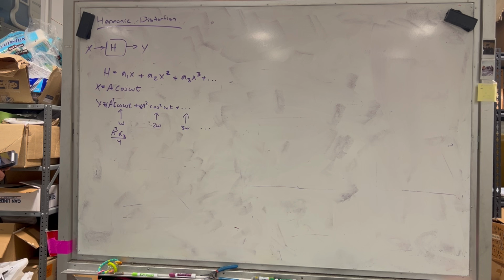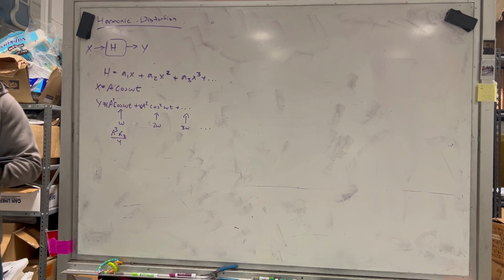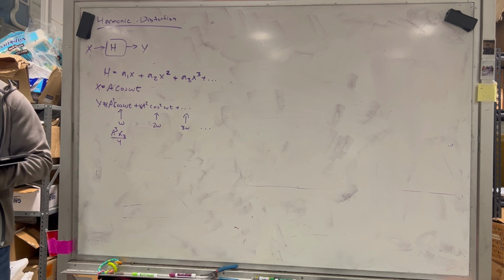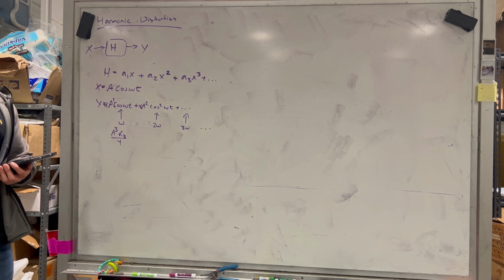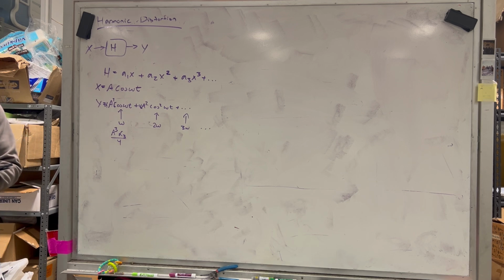Normally, this isn't a big issue in RF applications. Think about Wi-Fi at 2.4 gig. The next harmonic is 4.8 gig. That's easily filtered. It's not a really tight constraint. They're not really close to each other, so you can always filter it out. So it's not a huge issue.